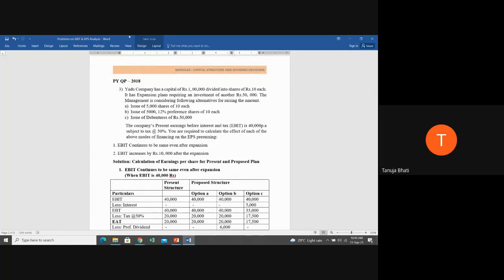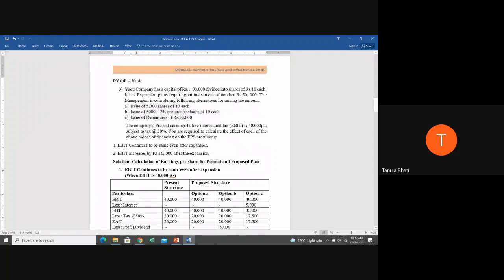This had come from the previous year question paper 2018. Yadu company has a capital of 1 lakh that is divided into shares of rupees 10 each. It has expansion plans requiring an investment of another 50,000. The management is considering the following alternatives for raising the amount. So already it has a capital of rupees 1 lakh. Now it wants an additional 50,000 and it is considering these 3 options.